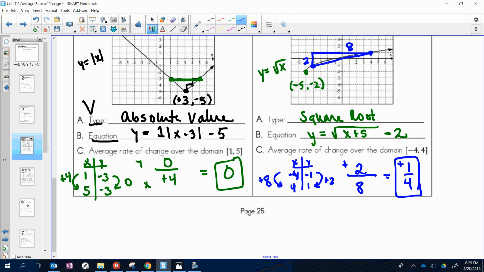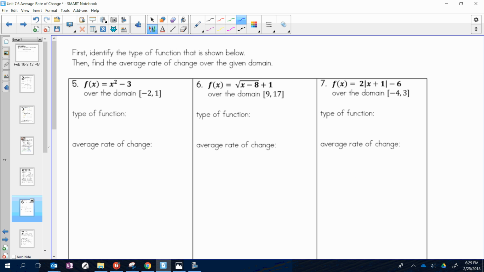All right, let's turn the page and try a few more. What? On this page, 5, 6, and 7 don't have any graphs. So how am I going to count them out? How am I going to look for rise over run? Well, one thing you could do, first identify the type of function. Okay, well that's easy because we got the square root, the bars. Those will be easy to do.